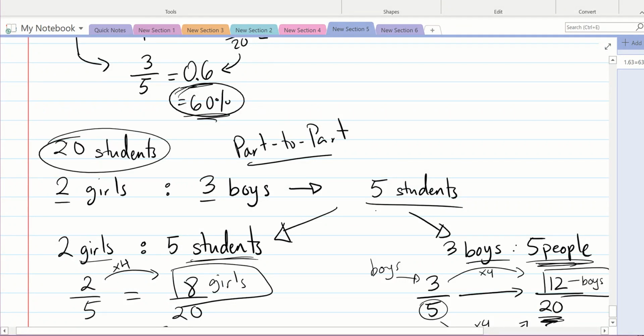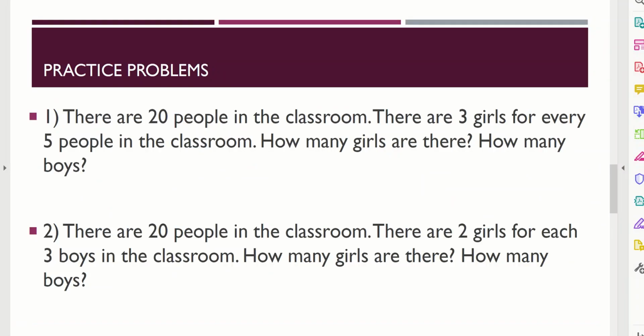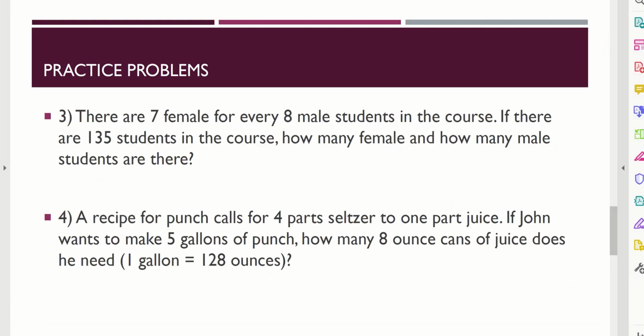That's the entire population, student or people, right? So next question. There are 7 females for every 8 males in the course. If there are 135 students in the course, how many females are there? How many males are there?